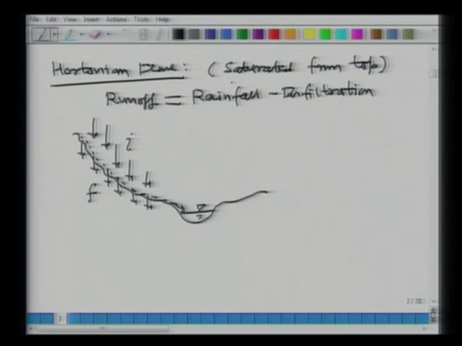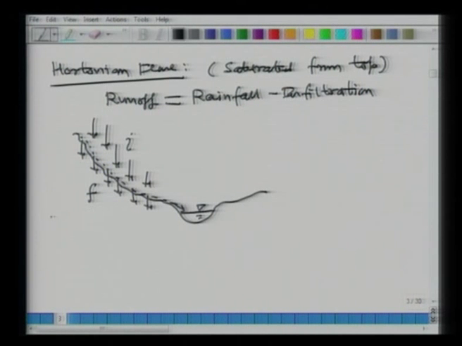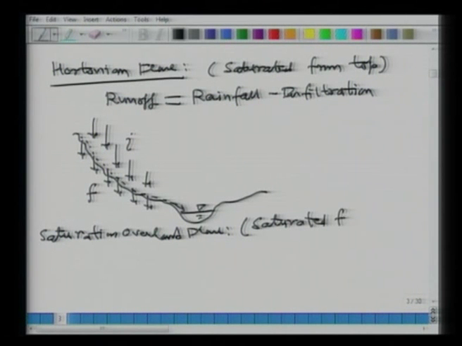So when I said that in the Hortonian overland flow we have saturation from the top, that is, rain is falling on the ground and getting infiltrated into the subsurface zone, saturating it from the top, or water which is infiltrating from the top. Okay, so that is the main important concept in the Hortonian overland flow, as opposed to the saturation overland flow, in which the ground is saturated from below.